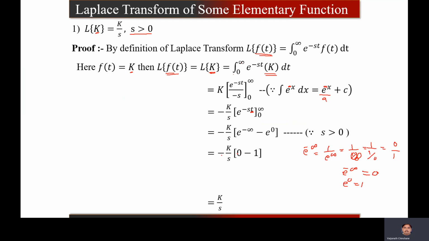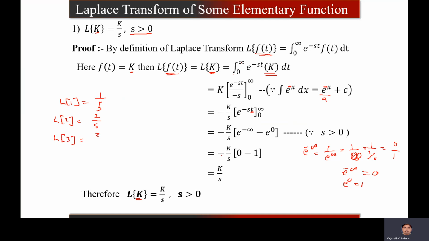Minus into minus becomes a plus, and we get k by s. Therefore, Laplace of k is k by s for s greater than 0. It means that k is a constant. Suppose we want Laplace of 1, put k equal to 1, so the answer is 1 by s. Laplace of 2 is 2 by s. Laplace of 3 is 3 by s, and so on. Laplace of 1 by 2 is 1 by 2 upon s, whatever constant you put here. Laplace of 100 is 100 by s, that is, k by s.